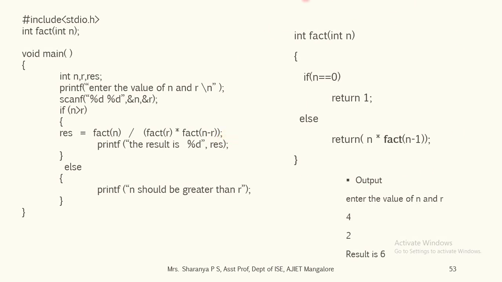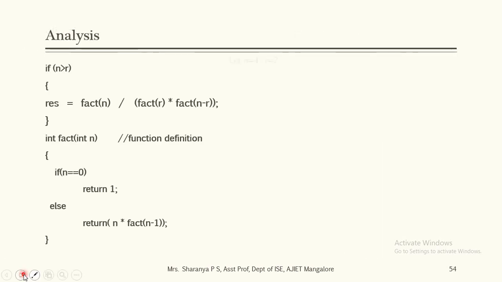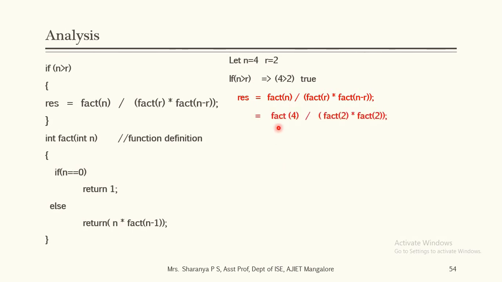The same function is referred to, and each time inside that we are finding the recursive statement. If we analyze the code, suppose n equals 4 and r equals 2, how will it check? First, 4 is greater than 2, yes, the condition is true. Here it checks the condition and this statement will now execute: factorial of n divided by factorial of r into factorial of n minus r. Now n is 4, r is 2, and n minus r is 2.